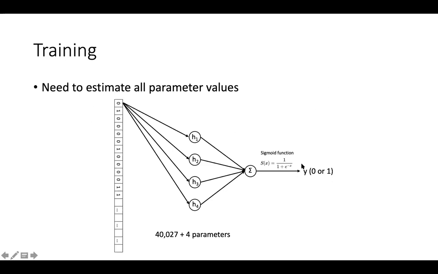So you have an outcome Y, you have a sigmoid function, and there should also be nonlinear activation functions, so let's assume there are sigmoid functions there as well. Then all you need to do is estimate the parameters of the weight matrix here, which is a 4 by 40,000-dimensional weight matrix.